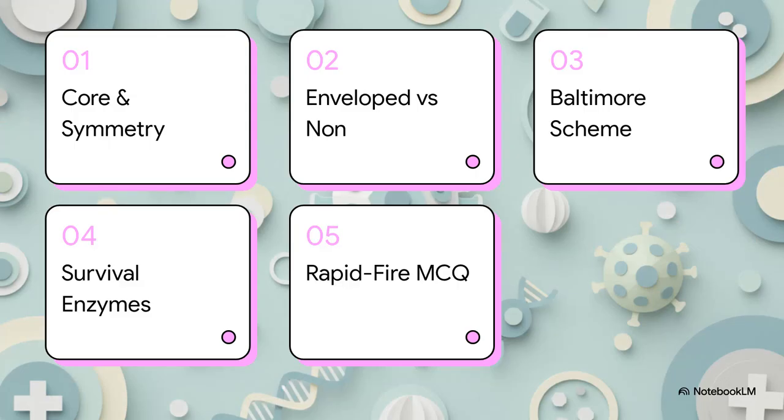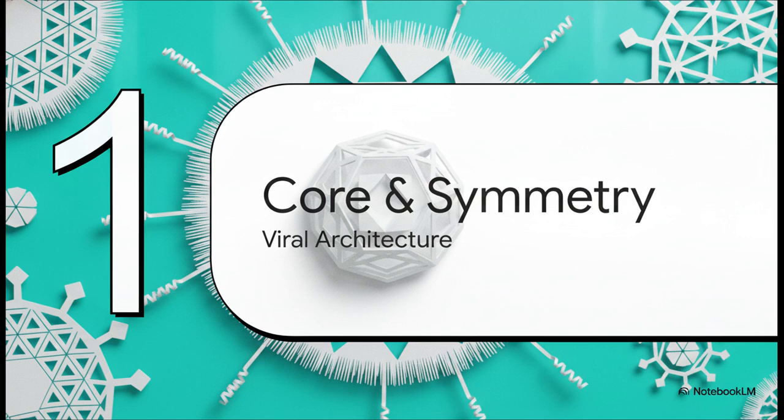Here's our outline for today's drill-down approach. We'll start with core components and symmetry, then move to the crucial distinction of enveloped versus non-enveloped viruses. After that, we'll cover the Baltimore Genome Classification Scheme, virion-packaged survival enzymes, and finish up with a rapid-fire MCQ drill. Let's jump right into Section 1, Core Components and Symmetry. We'll analyze the fundamental architecture of a virus from the inside out.